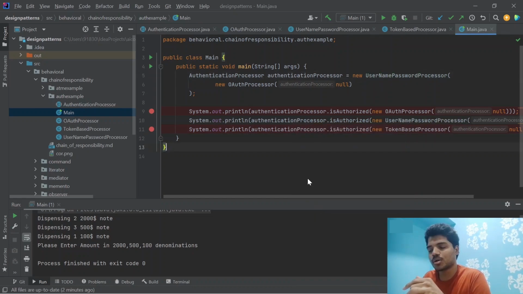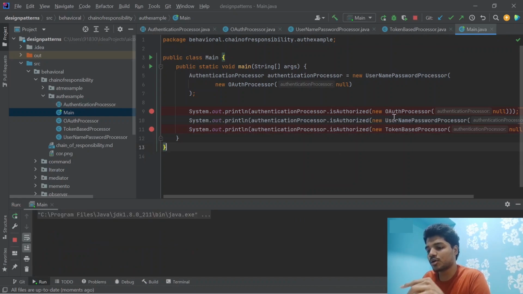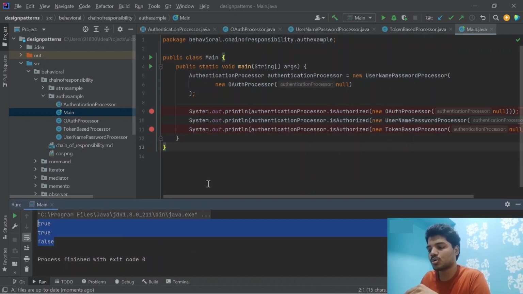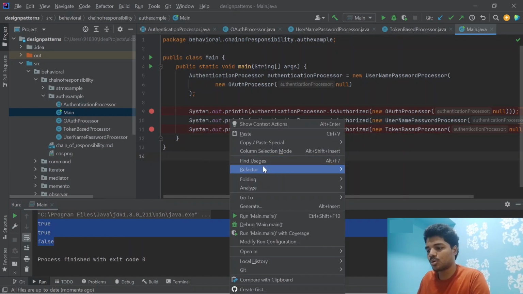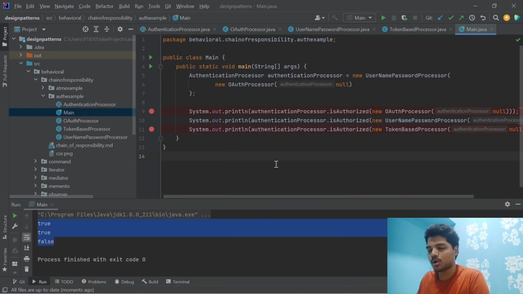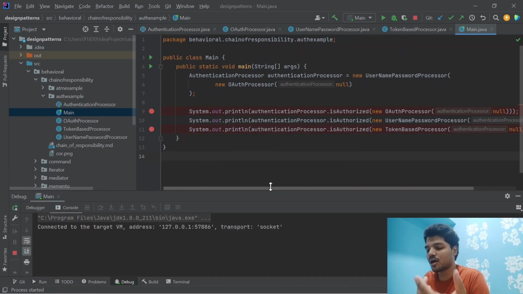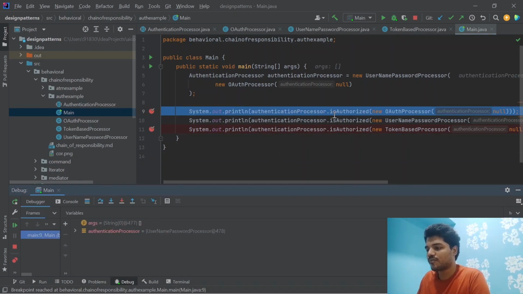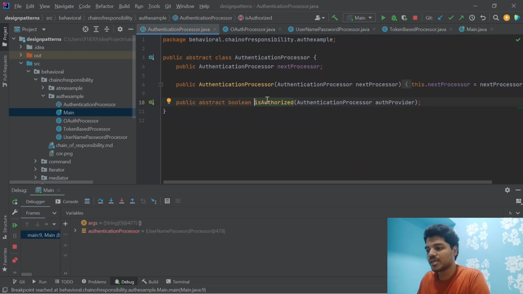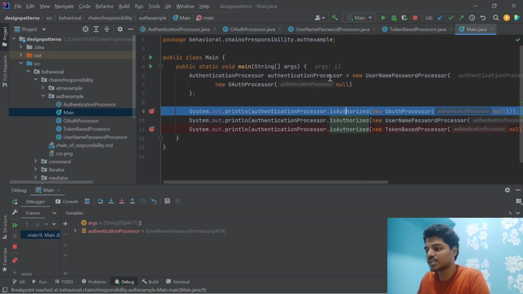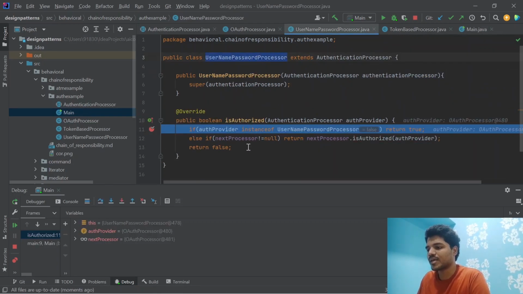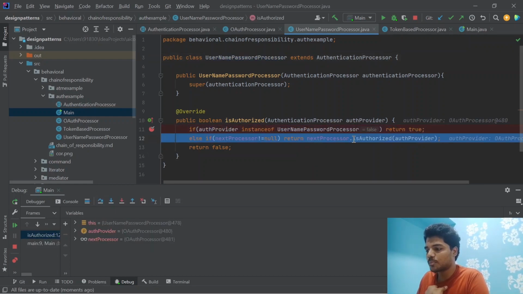So when you execute the program, I'm expecting true, true, false. So if you see, true, true, false. If you want to debug the code, just simply debug, to get even more idea of how exactly this is working. So first it is calling this one. Now the isAuthorized function is there. In the isAuthorized function, the first one is username, right? It will go to the username based processor. Again it will check, okay, I'm not a username based processor, I'm expecting OAuth. So it will hand the job to the next.